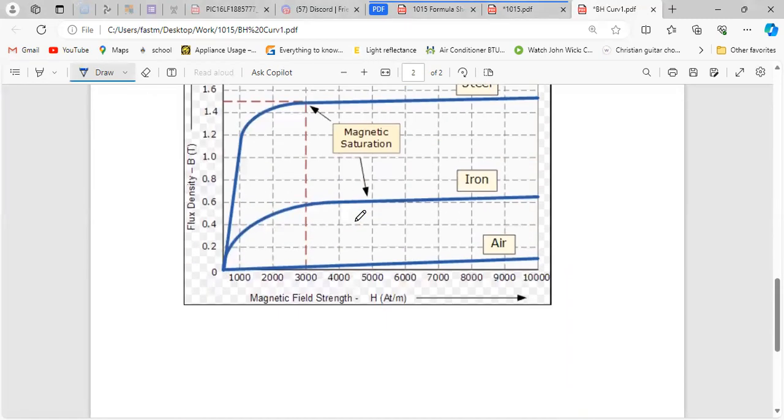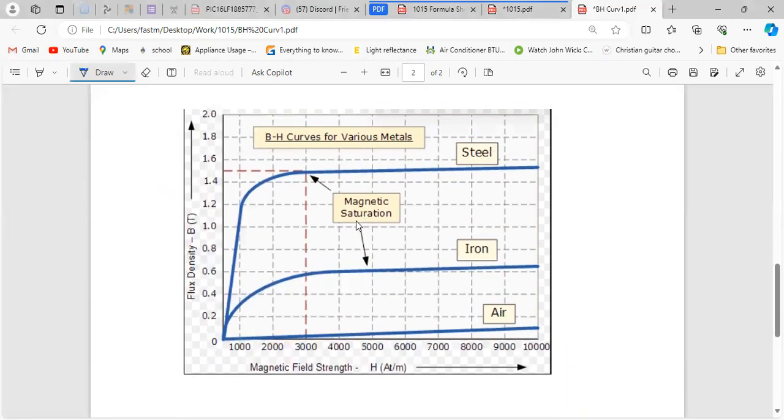The one that Sir will have introduced to you all looks like this. We have steel, cast iron, and all those materials, and it has this type of relationship. Remember the equation, B is equal to mu H. If I transpose for mu, it will be B over H. So B is the y-axis and H is the x-axis. If you find the gradient of the line, once it's in a linear region, you'll end up with the permeability of the material.